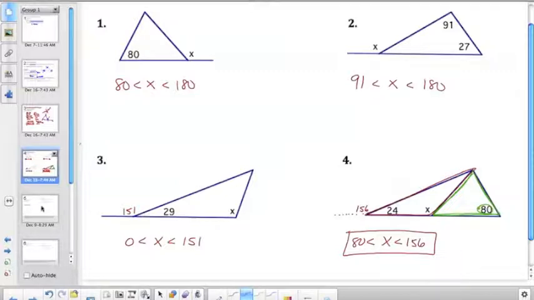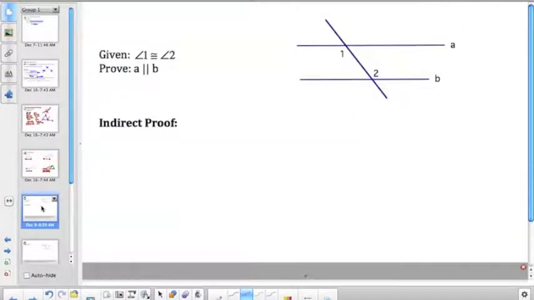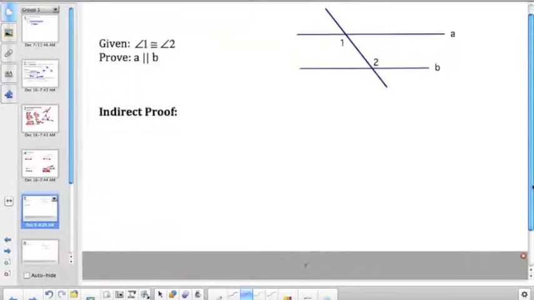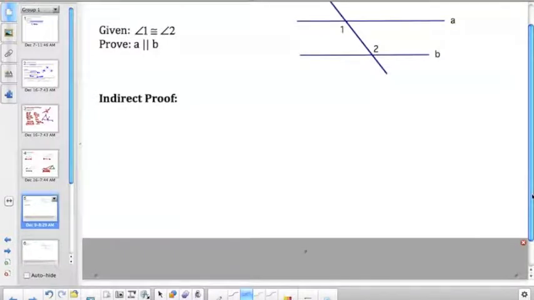So now we're going to move on to proving that lines are parallel. So in this proof, I know that angle 1 and angle 2 are congruent, and I'm trying to prove that the two segments, A and B, are parallel. We're going to use an indirect proof for this, even though in the past we've only used indirect proofs to prove that things are not true. But here's how this is going to work.